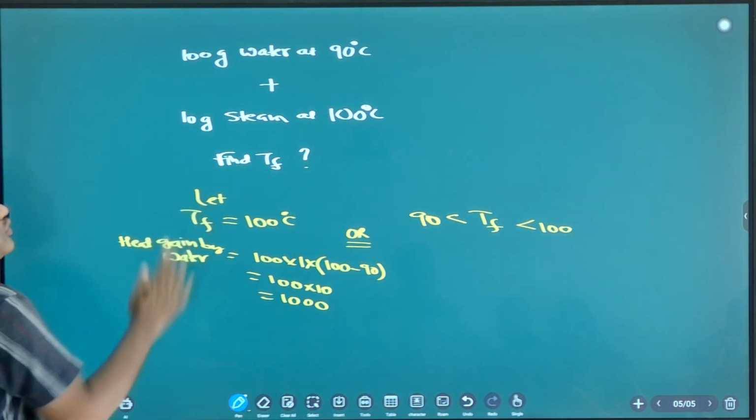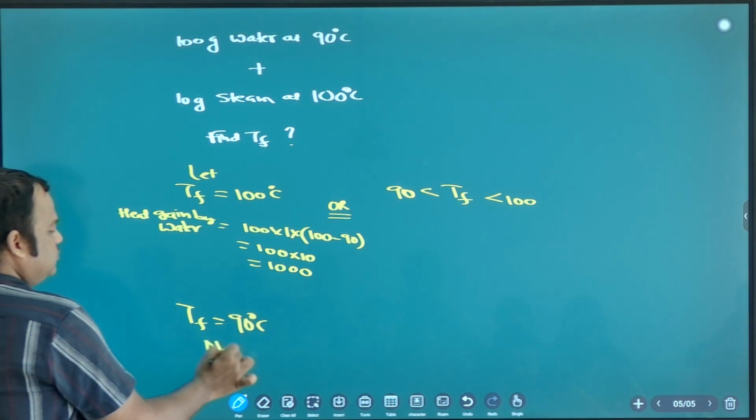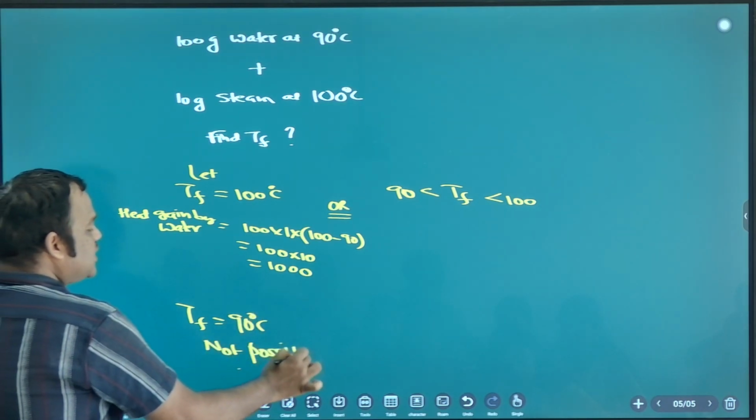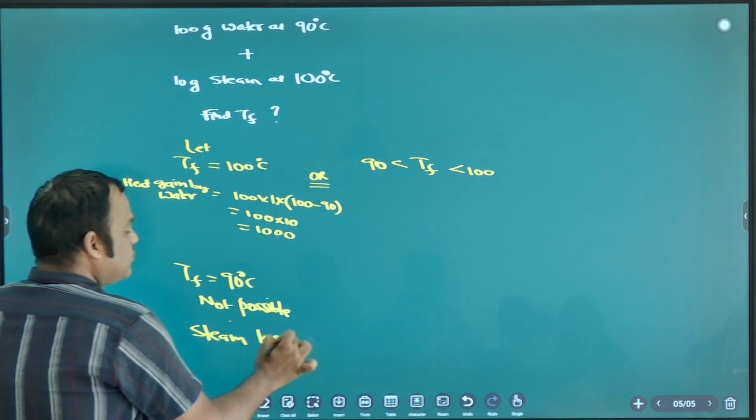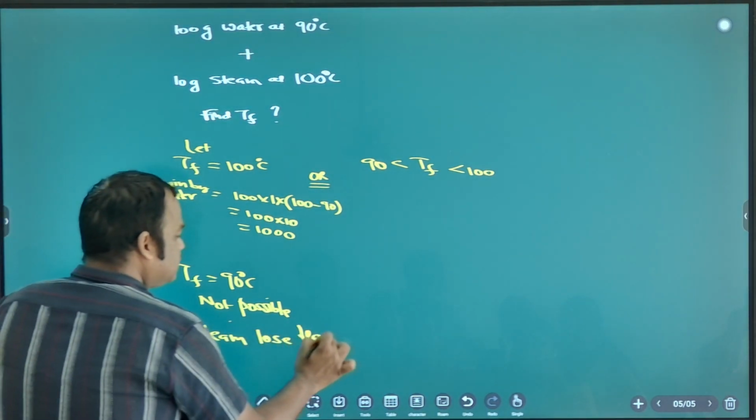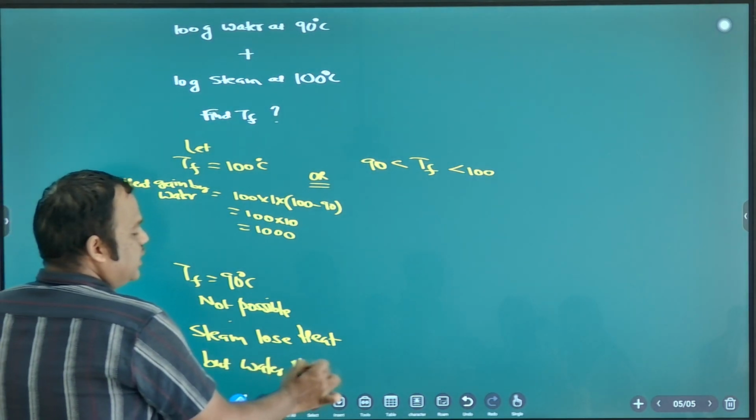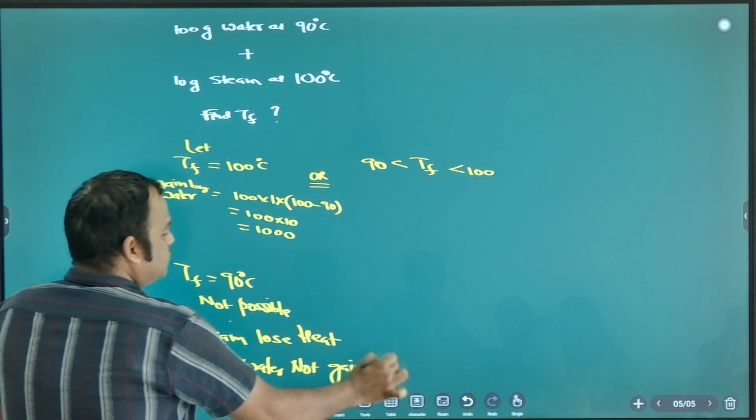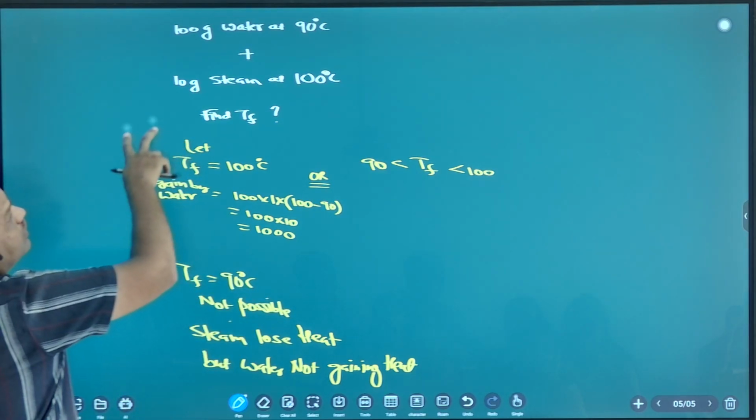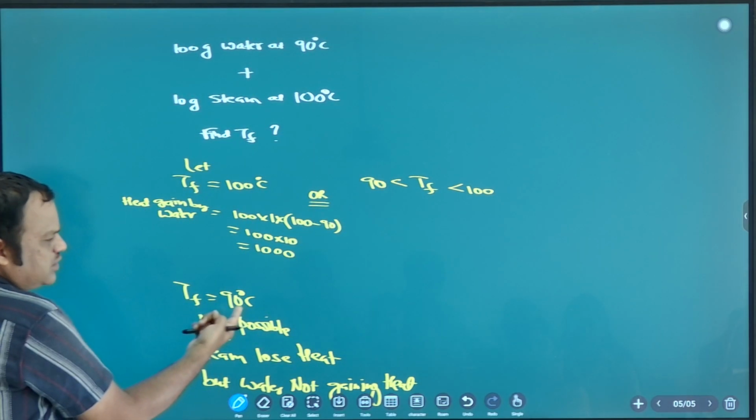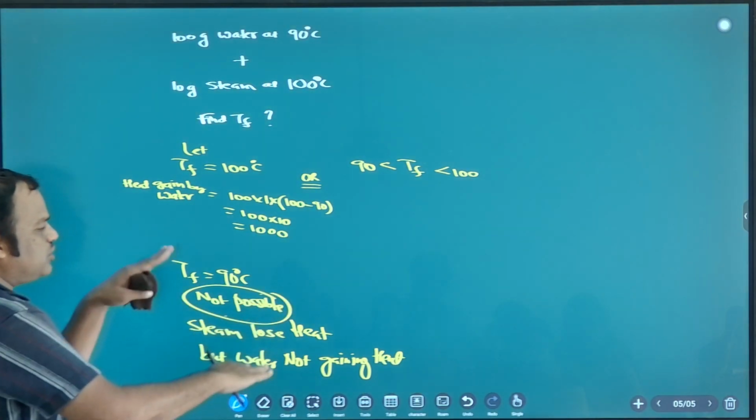No, final temperature 90 degrees is not possible. Why? If the final temperature is 90 degrees, it means steam is losing heat but water is not gaining heat. Understood? Steam loses heat, water should gain heat. What is the initial temperature of water? 90. Final temperature 90, so water does not gain heat. So not possible. One should gain, the other should lose.